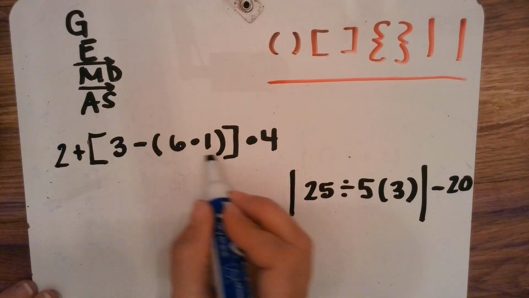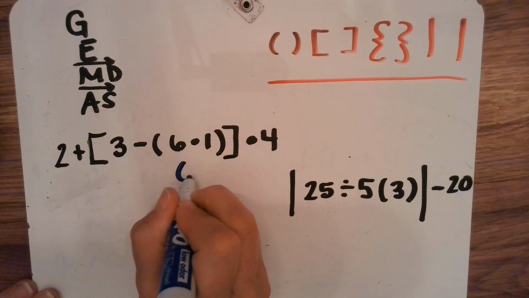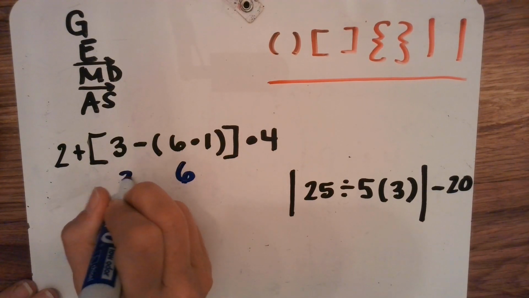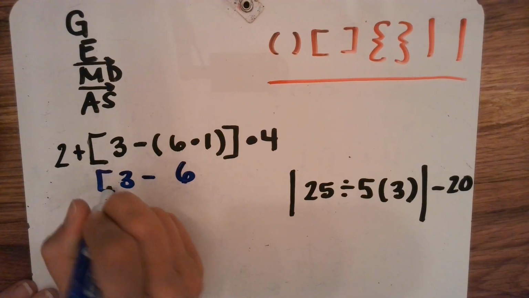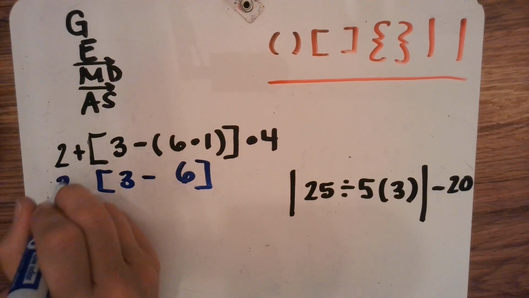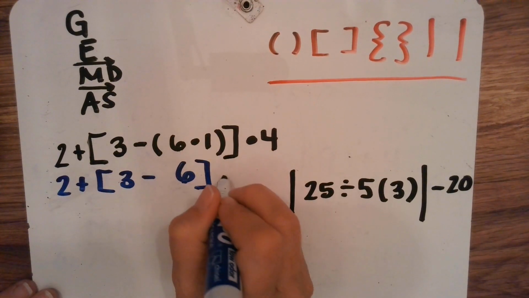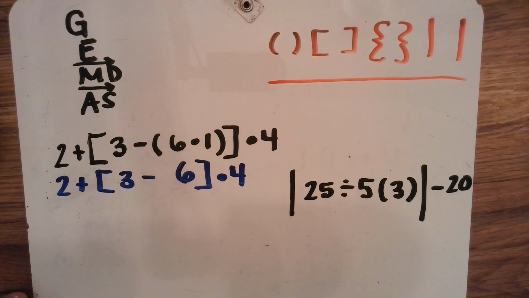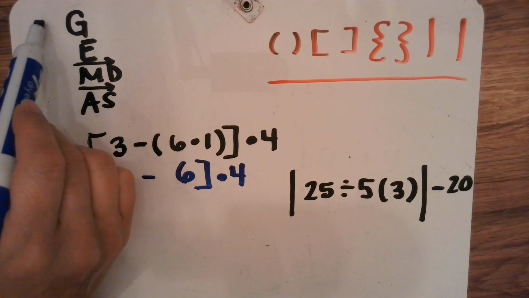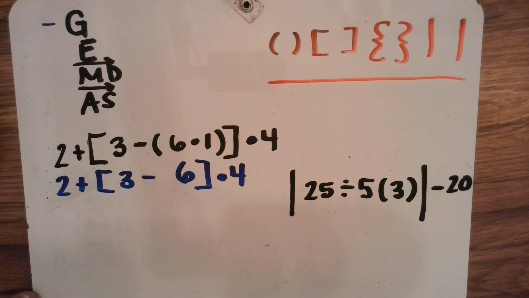So we have 6 times 1, which we get is 6. And I'm going to drop my 3 minus in there. And I'm going to go ahead and just drop down everything else I have not used yet. So we got rid of the parentheses by solving 6 times 1. So now we still have a grouping, so we can't move from this level. We got to keep solving our groupings. So now you see we have 3 minus 6.